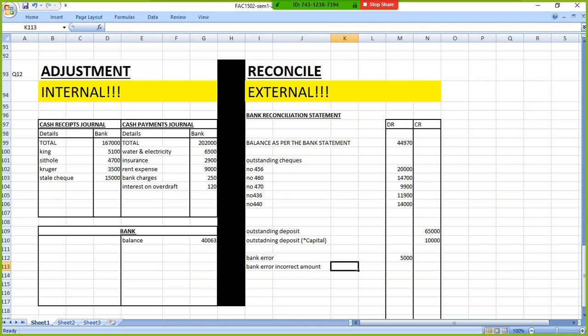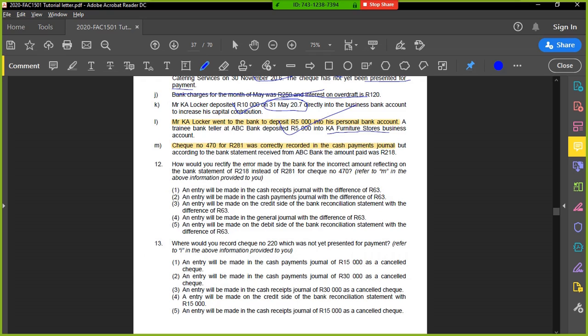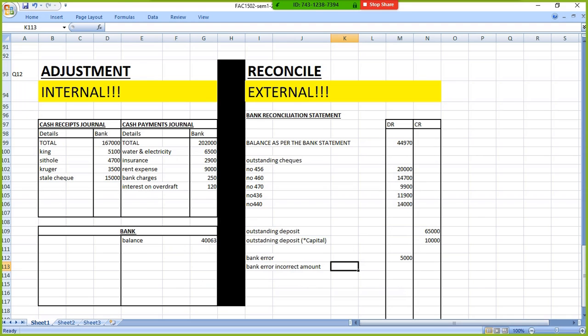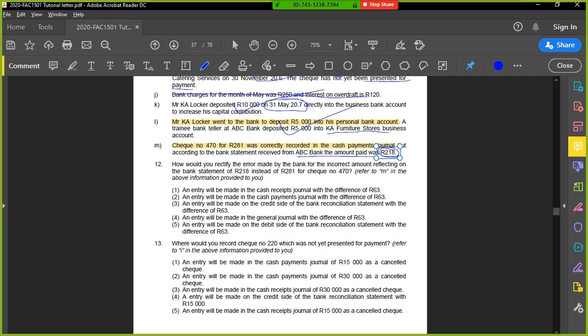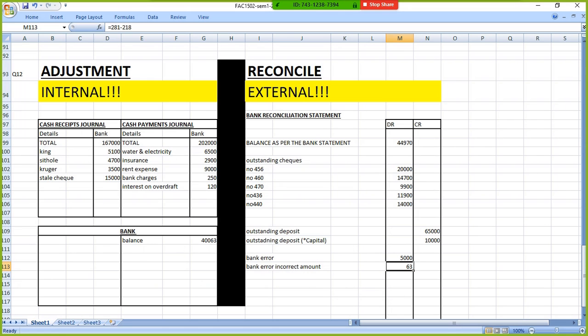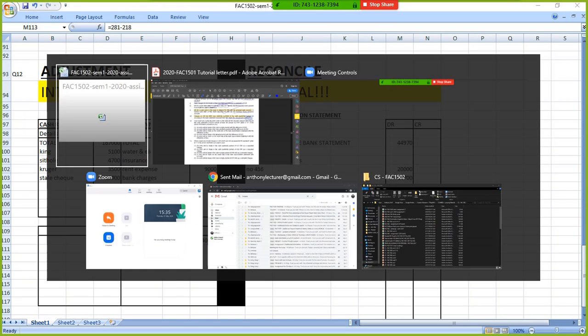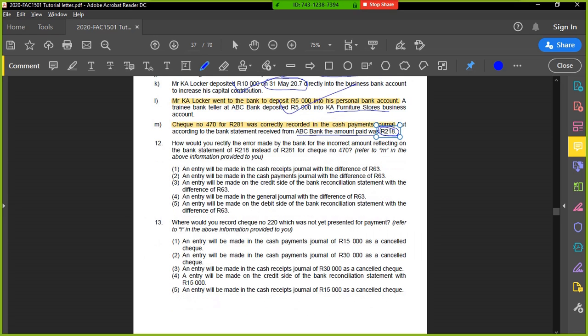Okay, was the amount too high or too low? It is too low. Correct. If it's too low, the bank is going to correct it. They're going to process a bigger payment. So the difference is going to be debited. 281 minus 218. Is that right? Yes. 281 minus 218. Perfect. Is that it? Yes. Now we just need to choose options.